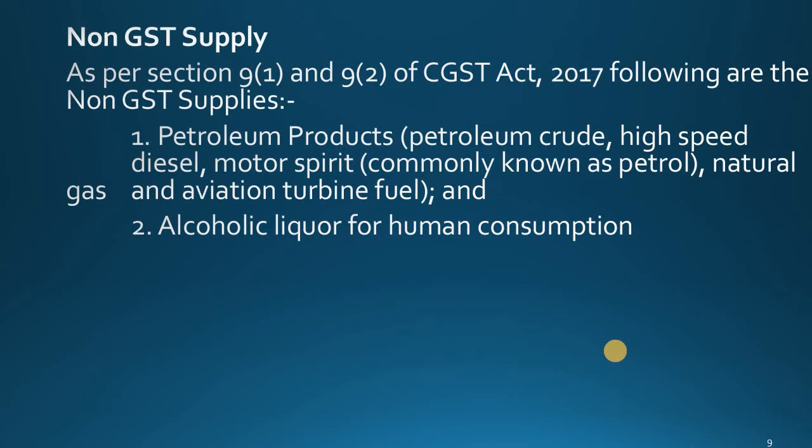Then what is non-GST supplies? Non-GST means it is not included in GST. As per Section 9(1) and 9(2) of the GST Act, the following are non-GST supplies. The first one is petroleum products and the second one is alcoholic liquor for human consumption. So this is not included in the purview of GST.